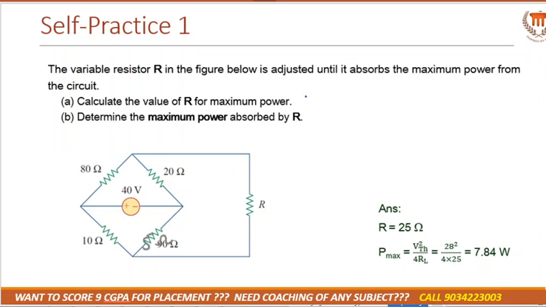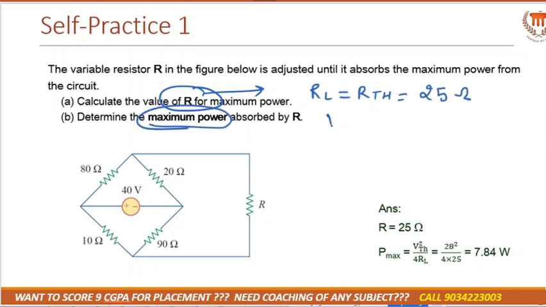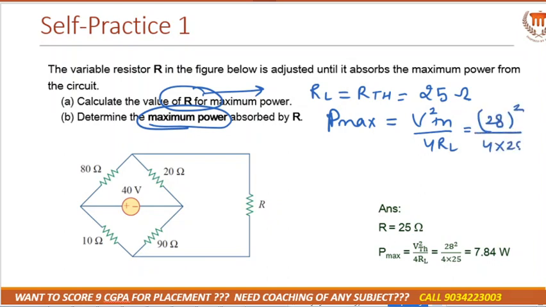Okay. Now what they ask you in the first question, calculate R. R means RL and RL is equal to RTH, that we got it as 25 ohm. Now in the next question what they ask, maximum power, and as I told you the formula for maximum power is VTH square divided by 4 RL. VTH we got it as 28, 4 into RL is 25. We'll get 7.84 watt as the maximum power. Understood?